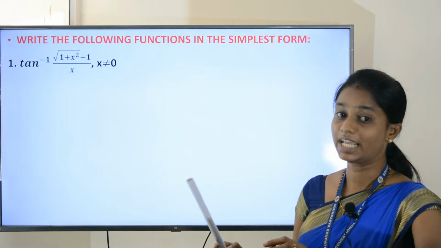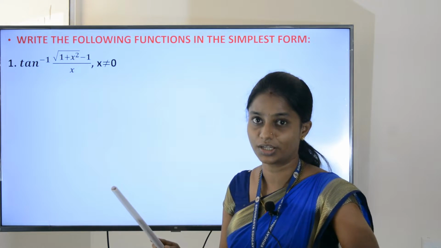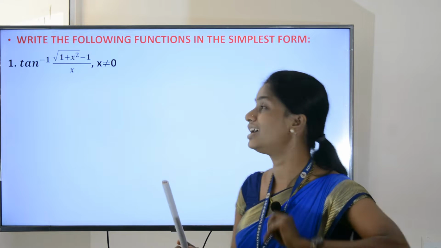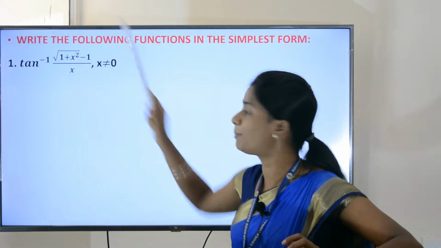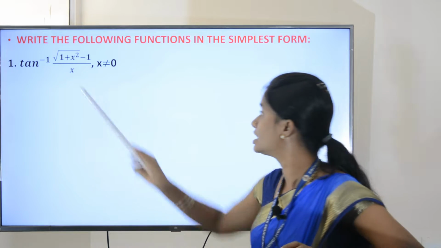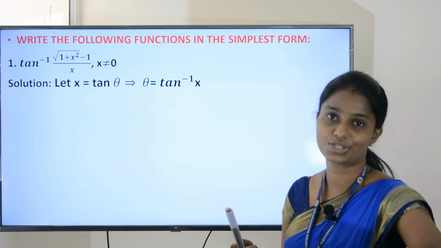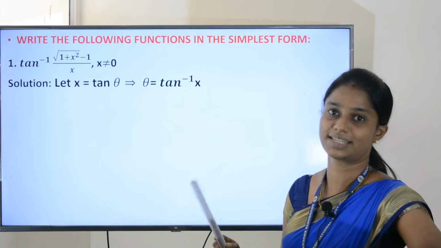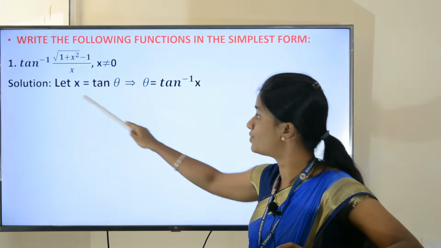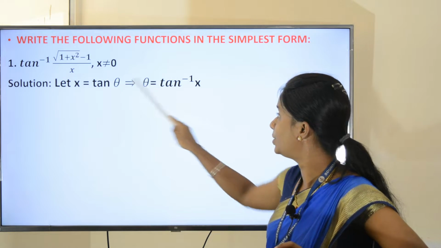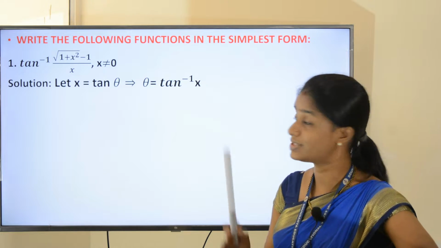Okay. How can we take the substitution, isn't it? The function is in terms of the expression, so for the expression I have to give the substitution. How can I give the substitution? Square root of 1 plus x square. The format will be square root of a square plus x square. Can you tell me the substitution, students? That substitution is x is equal to tan theta. And how can we write it in terms of theta? Theta is equal to tan inverse x.